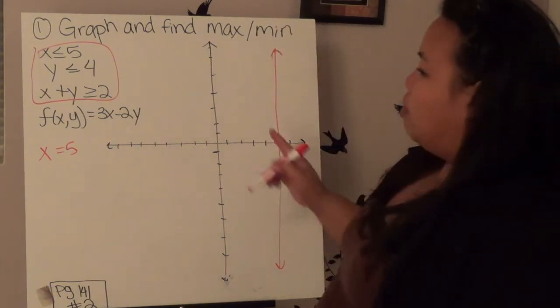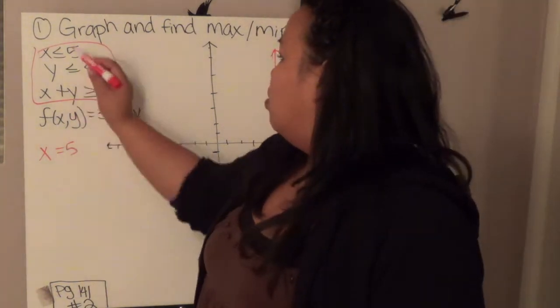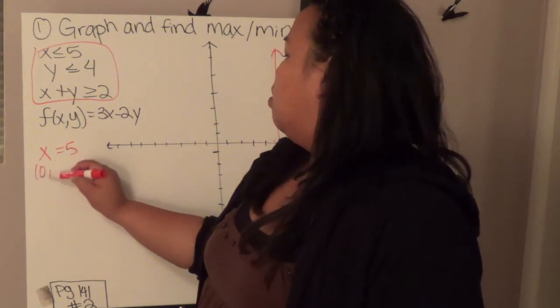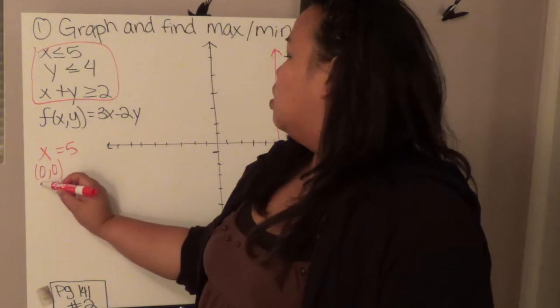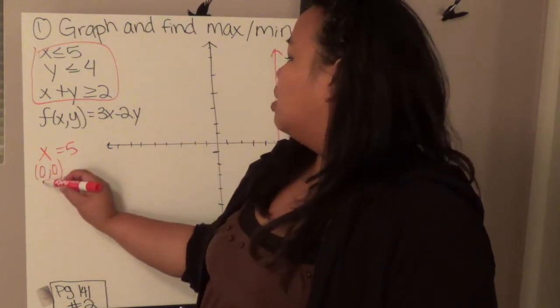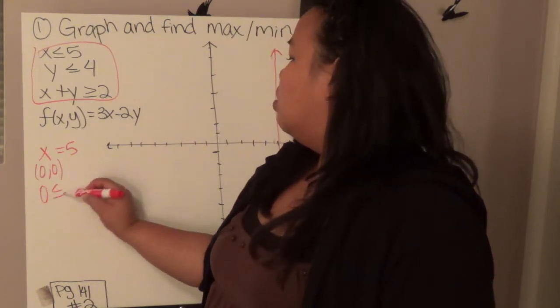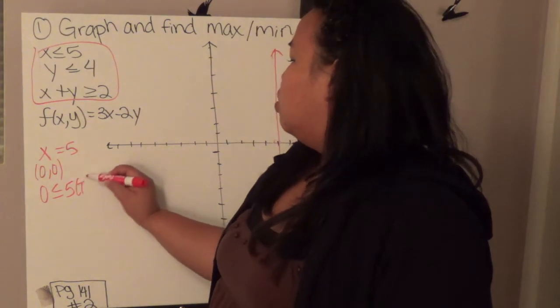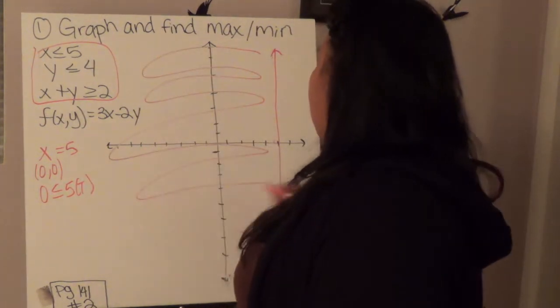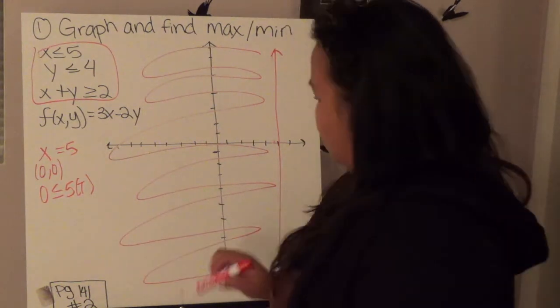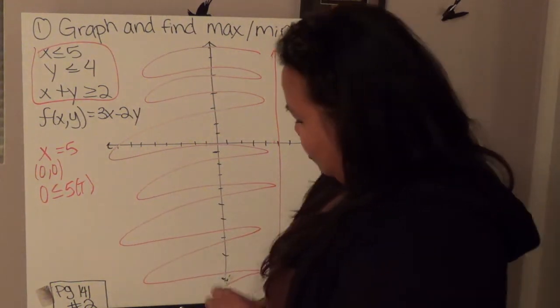Okay? And I'm going to graph 0, 0. Test 0, comma 0, because it's not on the line. So into the original equation, because I only have an x, I'm only going to use 0 is less than or equal to 5. And that is true. So that means I'm going to graph everything on this side. Okay?